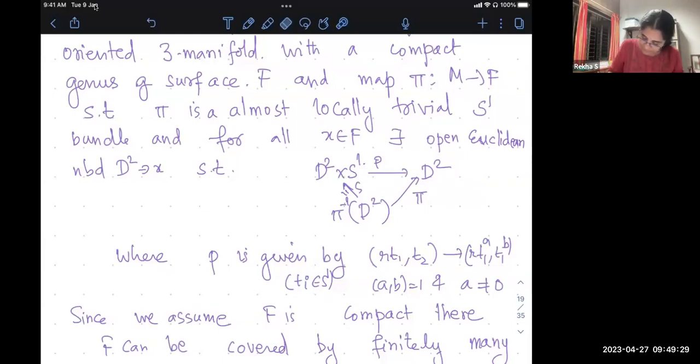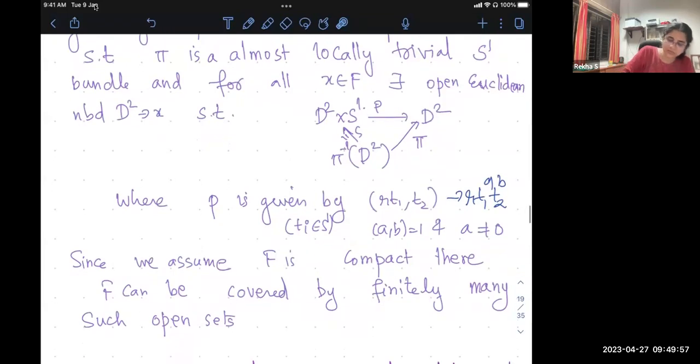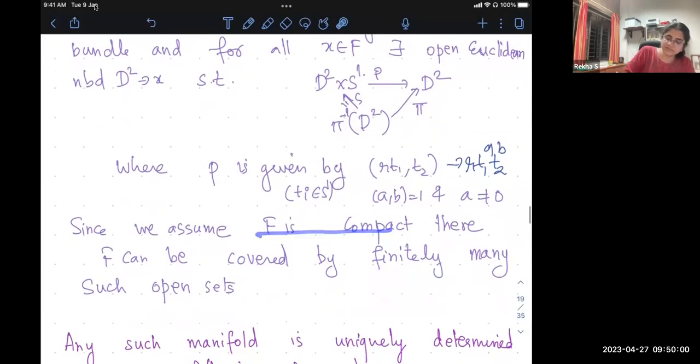times, there's no comma here, sorry. So this should be a product, r t1^a t2^b, right? So this gives me an element of D2. Since this pair (a, b) should be such that a and b are co-prime, and a is assumed to be non-zero. And since we assume F is compact, there'll be a finite such cover for F.